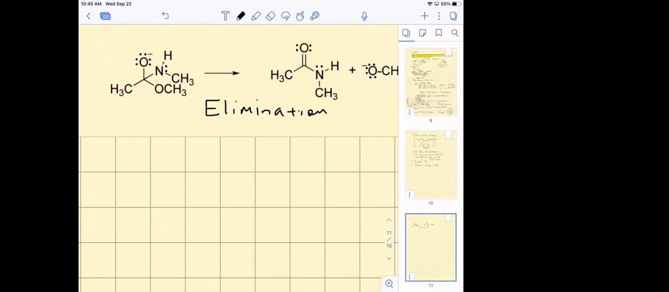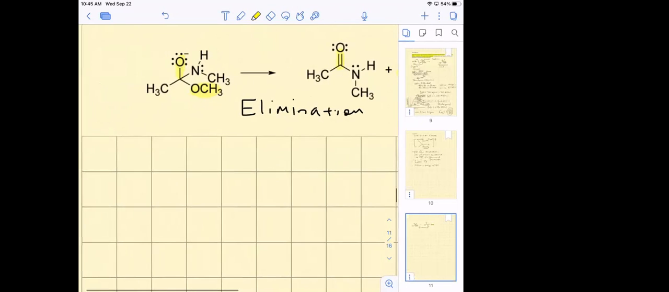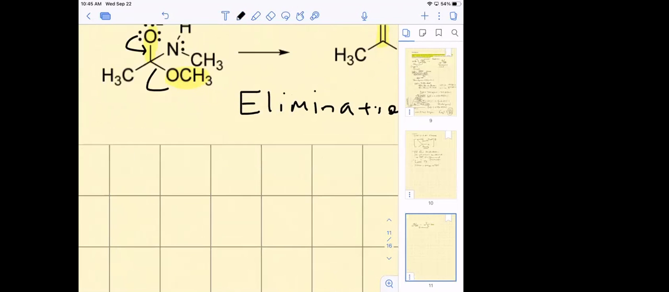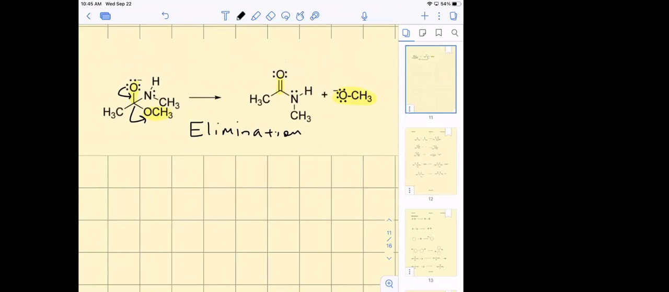And that's which one? We're losing what again? If you look from left to right, you see how you lost the OCH3 group, then you formed a carbon-oxygen pi bond. All right, so if we put the arrows in, we'll see that it's here and here. Right, those are the two arrows that show that elimination mechanism.